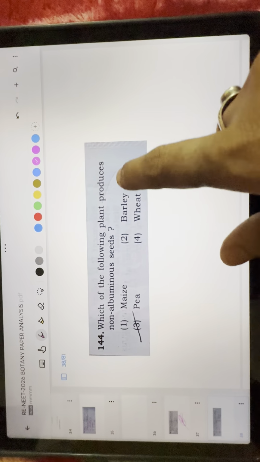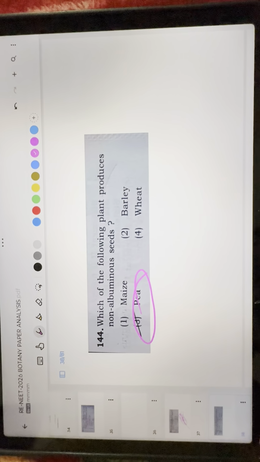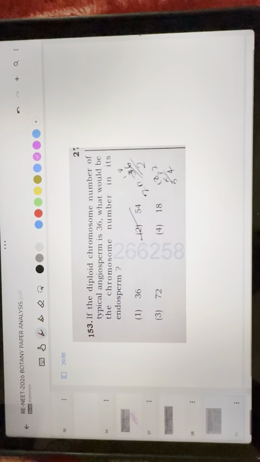Which of the following plant produces non-albuminous seeds? It is a pea plant. Non-albuminous, exalbuminous also we say.